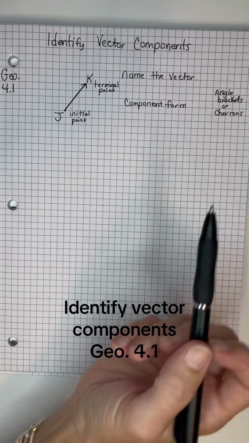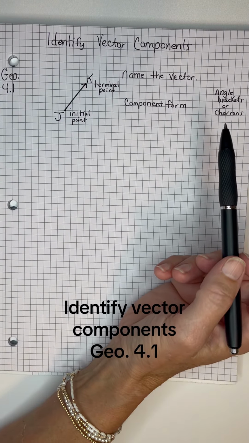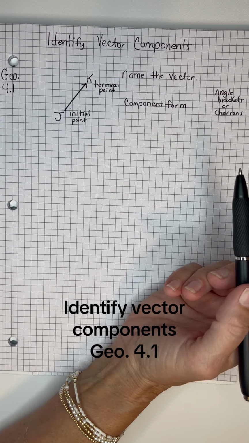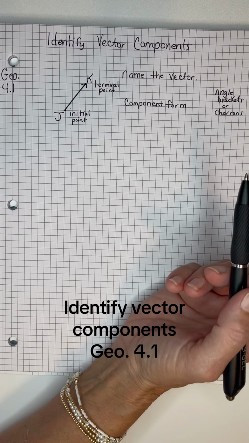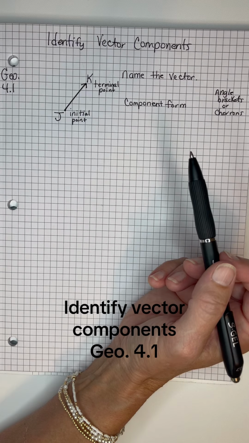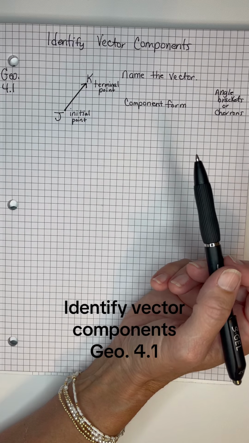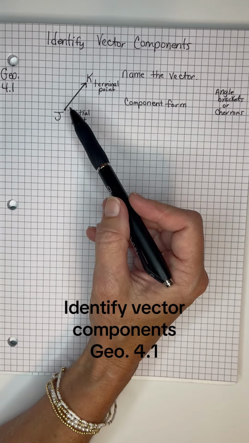Let's talk about vectors and identify vector components. Now, a vector is a quantity that has direction and magnitude, or you can call that size. And it's represented in a coordinate plane on graphing paper by an arrow drawn from one point to another. So if you look right here, we have a picture of a vector.